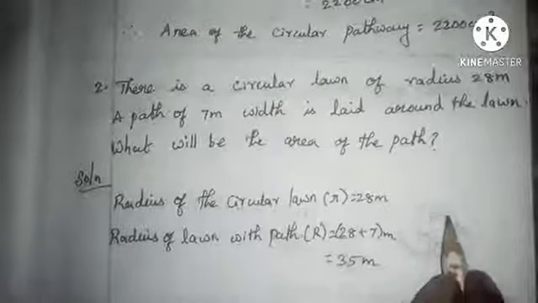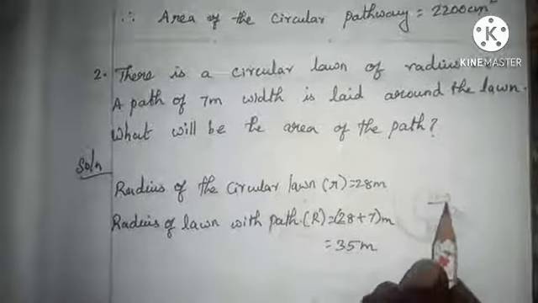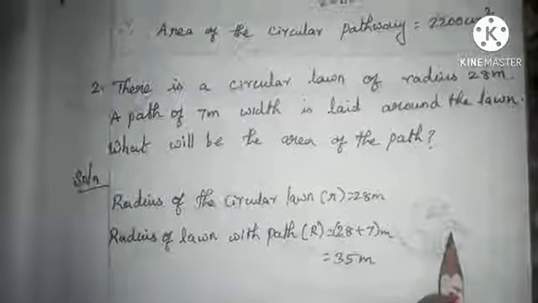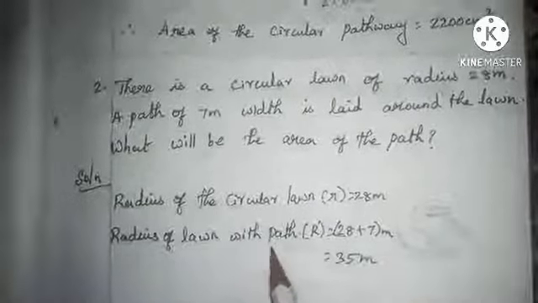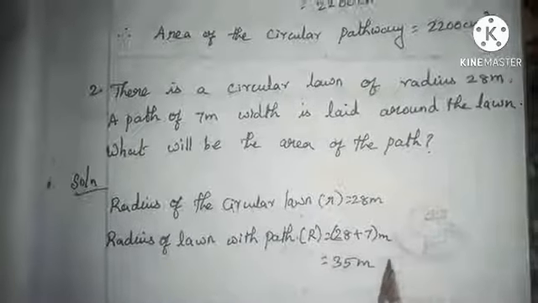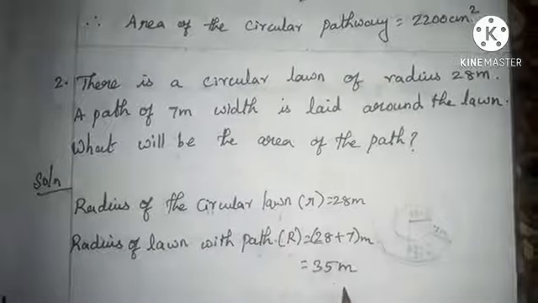To find out the outer radius, you have to add the radius of the lawn and the width of the pathway. Then we get that capital R, the radius of the lawn with path, we get it as 28 plus 7, that is equal to 35 meter.